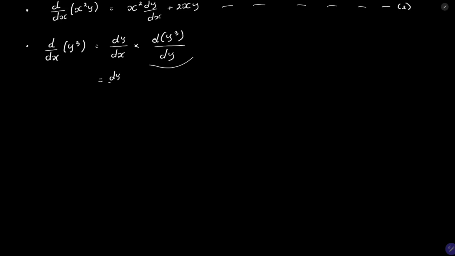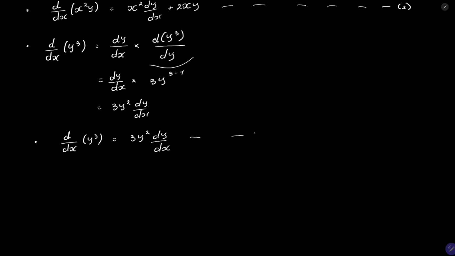This gives us dy/dx times the derivative of y cubed with respect to y. We can directly apply the power rule, which gives us 3y to the 3 minus 1, which gives us 3y squared dy/dx. We can then conclude that the derivative with respect to x of our term y cubed gives us 3y squared dy/dx. We label this equation 3.